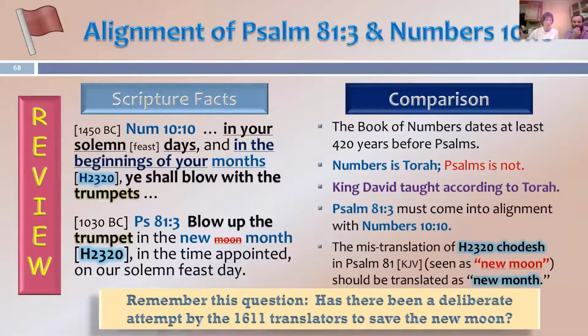Remember this question that we're thinking about. Has there been a deliberate attempt by the 1611 translators to save the new moon? Or do you think it was just by accident, ignorantly? Personally, I do believe it was deliberate. I think so too.